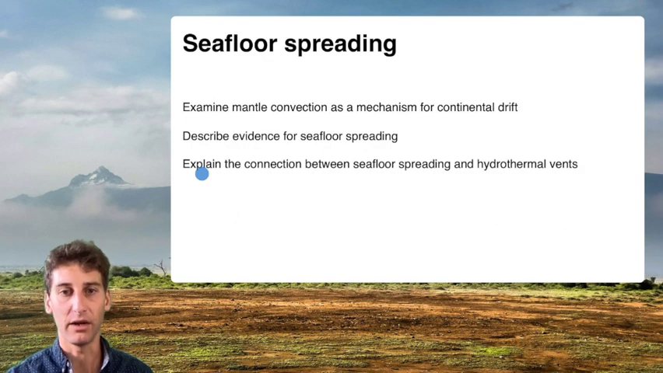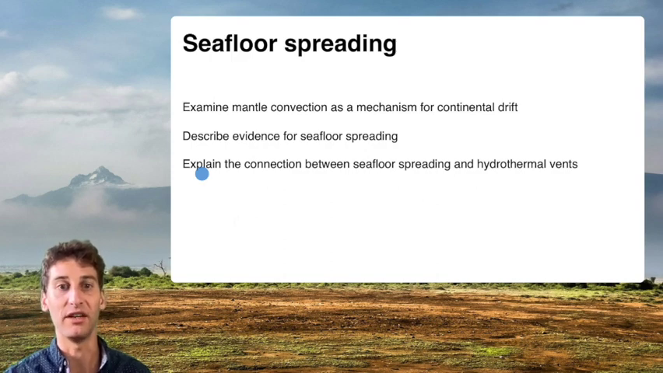And finally, we talked about how this seafloor spreading creates this unique ecosystem in hydrothermal vents, how it allows seawater to come in, become rich in different nutrients and different elements, and that provides a source of chemical energy and nutrients for life that lives in the ocean itself.